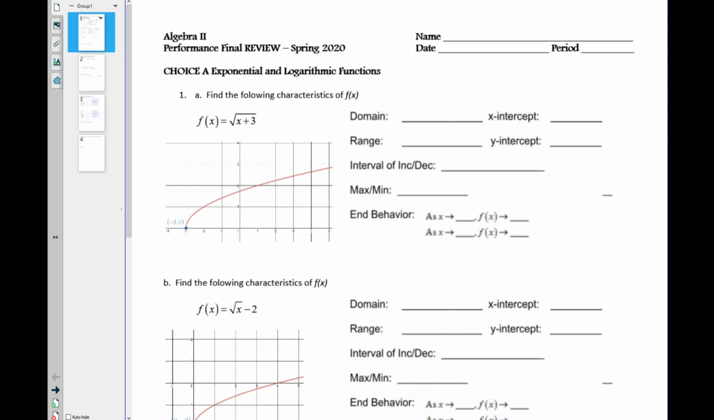All right, so let's try to make it through this entire packet that you just received today. This is going to end up being worth 5% of your grade, so not that it's a huge amount, but every little bit helps.